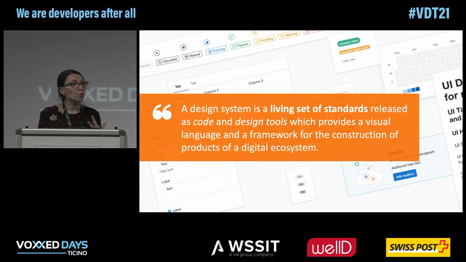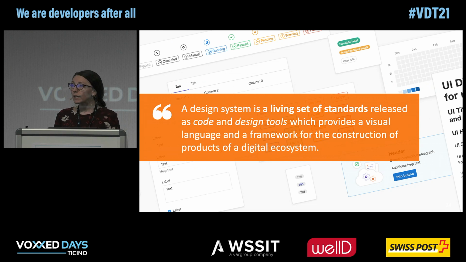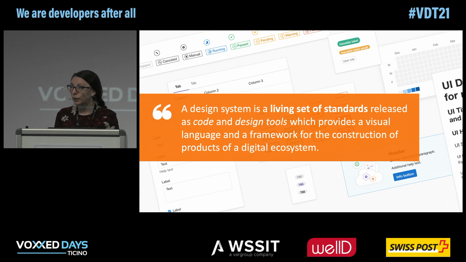So now that we have an understanding of the components of the design system, we are in a better position to provide a definition, an operative definition, we might say. So a design system is a living set of standards, living because you need to evolve it and maintain it, released as both code and design, which provides a visual language and a framework for the construction of products of a digital ecosystem. I hope that it is clear now that we have seen the components one by one, but the accent here is on visual language and framework first, and then that it is provided as a living set of standards as code and design, okay?